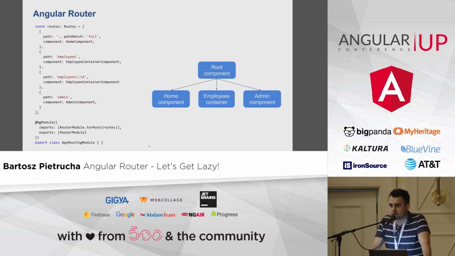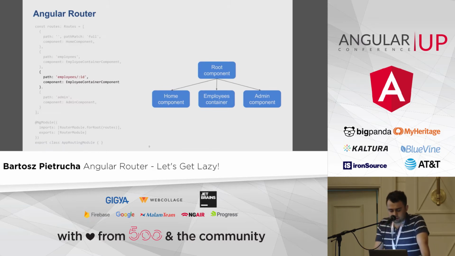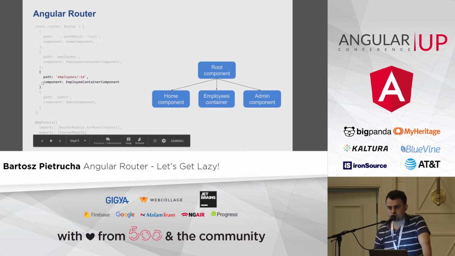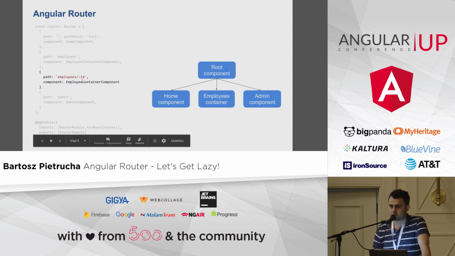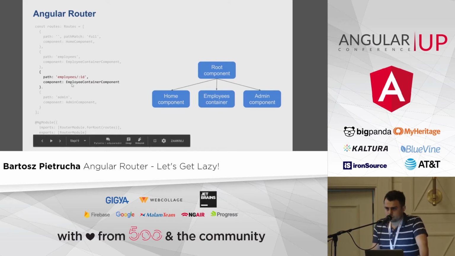So how do we integrate it in our application? First of all, the most important thing is the router configuration that we need to provide to produce our router tree, the tree of possible states. So imagine that we have this example, employee container component, and we need actually two properties, a path and a reference to a component. And then every time the user enters a URL that matches this particular expression, the given component would be loaded in the proper place. Which place? We will see in the next slides.